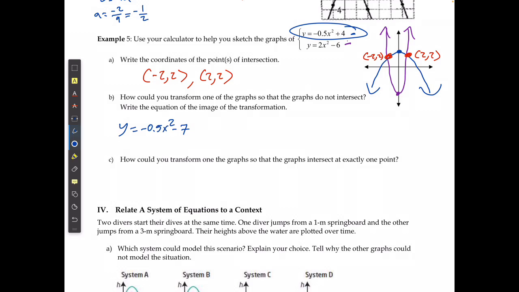In the second case, because it is narrower than the other one, I don't even need to move it up or down. I could just say that if this one was opening downwards instead of upwards, they would never cross.